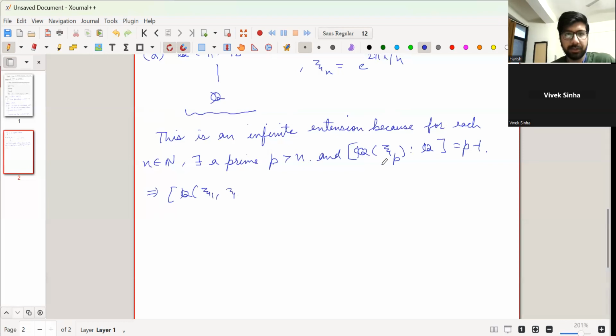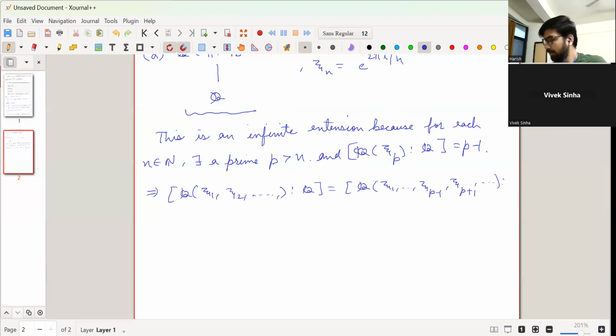over Q is nothing but Q of xi1, ..., xi p minus 1 and xi p plus 1, and then so on, over Q of xi p.